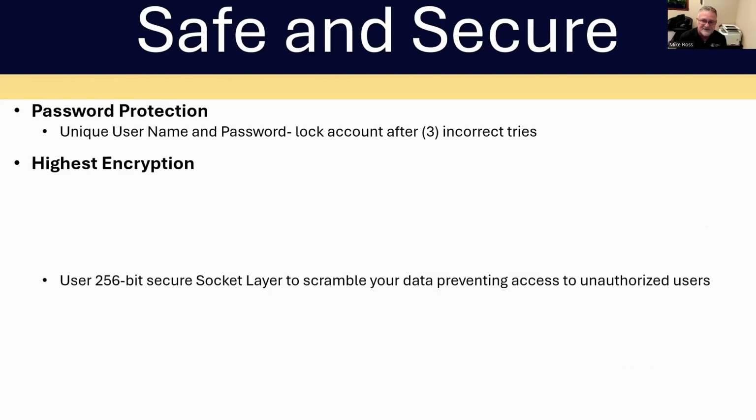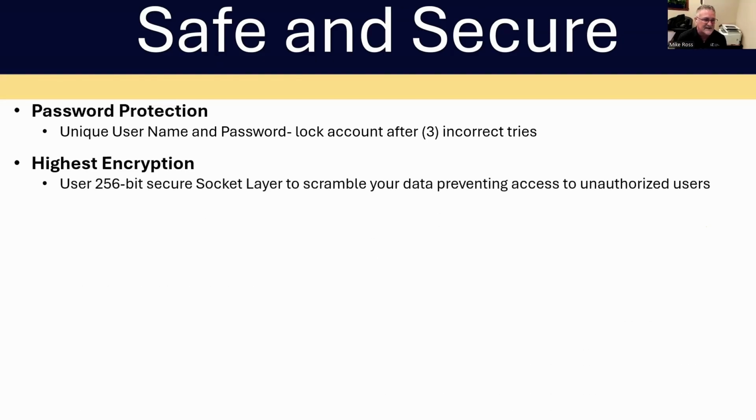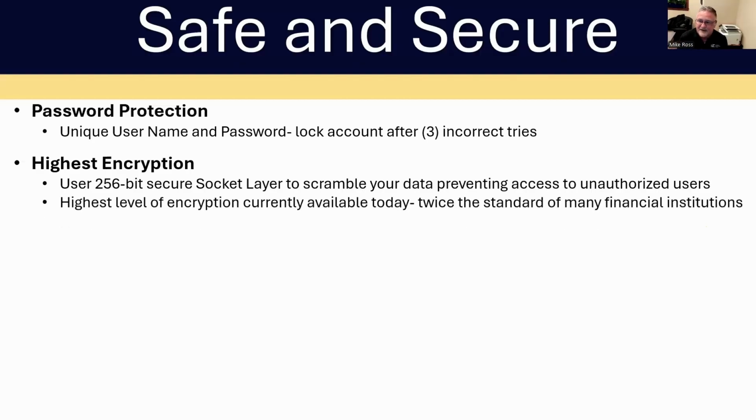As far as encryption, what encryption generally means is if somebody is accessing your data flow, it's scrambled up so it can't be deciphered. So they use the highest level of data security. The encryption is a 256-bit secure socket layer. I know it sounds like a lot, but basically what it's doing is scrambling your data. It makes it very difficult for anybody to figure out usernames and passwords and accounts from that.